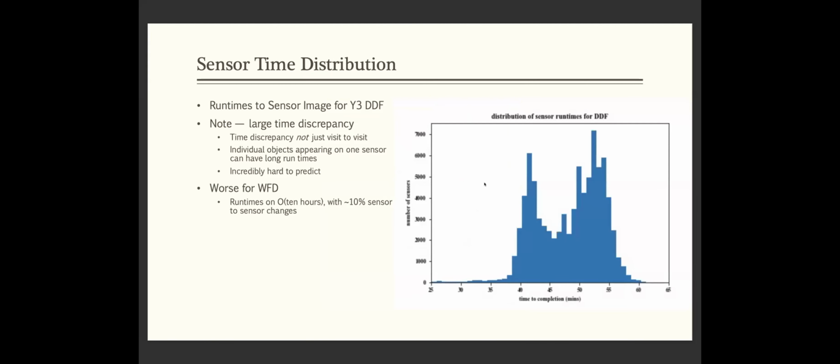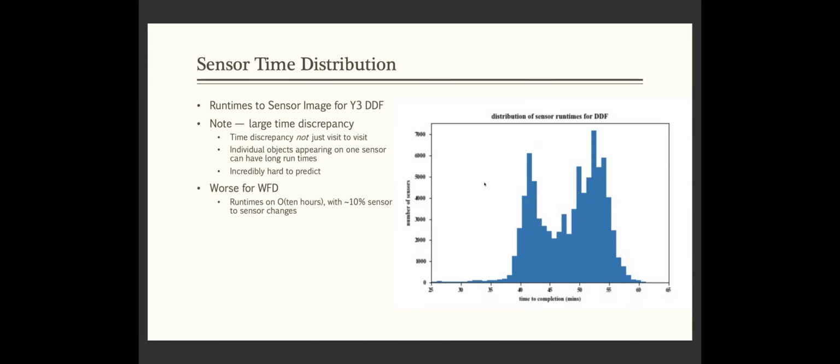Our motivation behind using Parcel for this, just one major one, is that the code isn't really uniform in its necessities. So the plot to the right is a distribution of how long it takes to run a single sensor for just adding on deep drilling field objects. And so there's a pretty large time discrepancy here, about order of 10%. And that's driven by the fact that individual objects appearing on one sensor and not another can have vastly different runtimes because of this complicated decision tree.